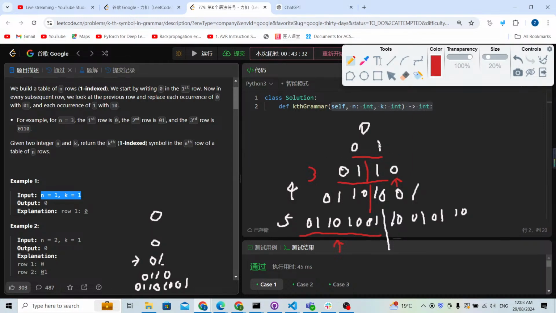So the previous row is 0, 1. The right part is going to be a flip of the previous row, so 0, 1 is going to become 1, 0. And similarly for here, 1, 0, 0, 1 is going to be the flip of the previous row. So this is 1, 0, 0, 1, 0, 1, 0, 1, and this is 0, 1, 0, 1, it's going to be 1, 0. As you can see, it is the flip.